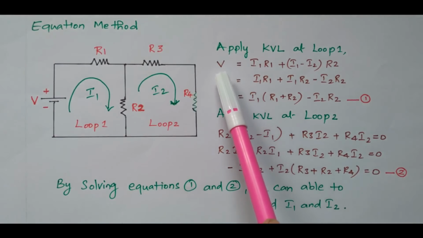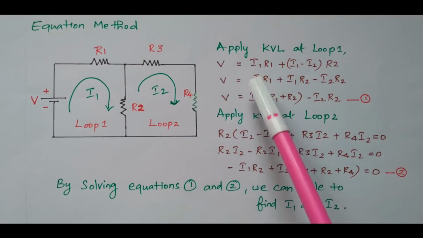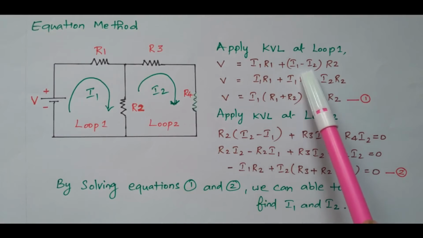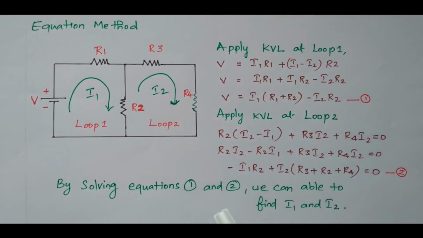So potential rise V equals potential drop I1 R1 plus potential drop across R2, I1 minus I2 into R2. Now we'll go for a simplification. V equals I1 R1, multiply this R2, so I1 R2 minus I2 R2. This I1 is available in both terms, we take it outside. So V equals I1 into (R1 plus R2) minus R2 I2. This we take as equation number 1.